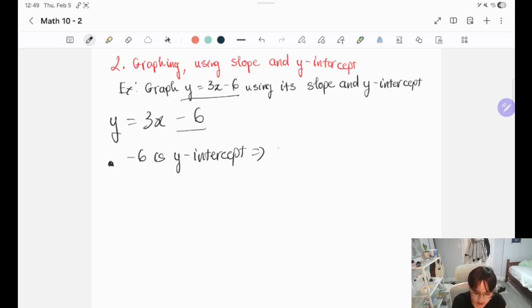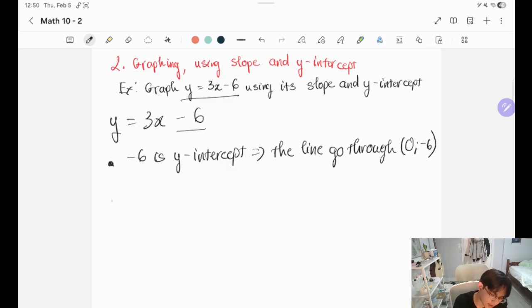which means the line goes through this point (0, -6). And second, we already have 3 as the slope of this line, right? So we need to use the slope to find another point that this line goes through, in order to connect two points together.